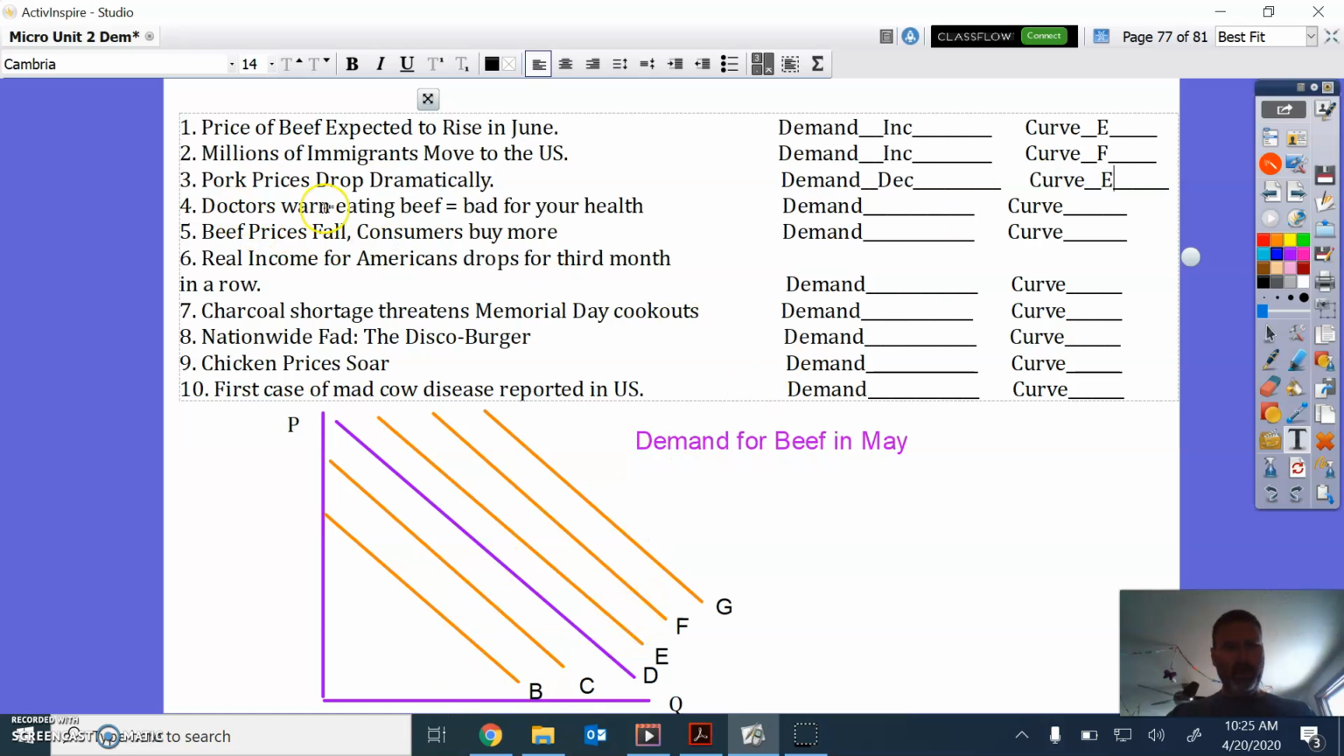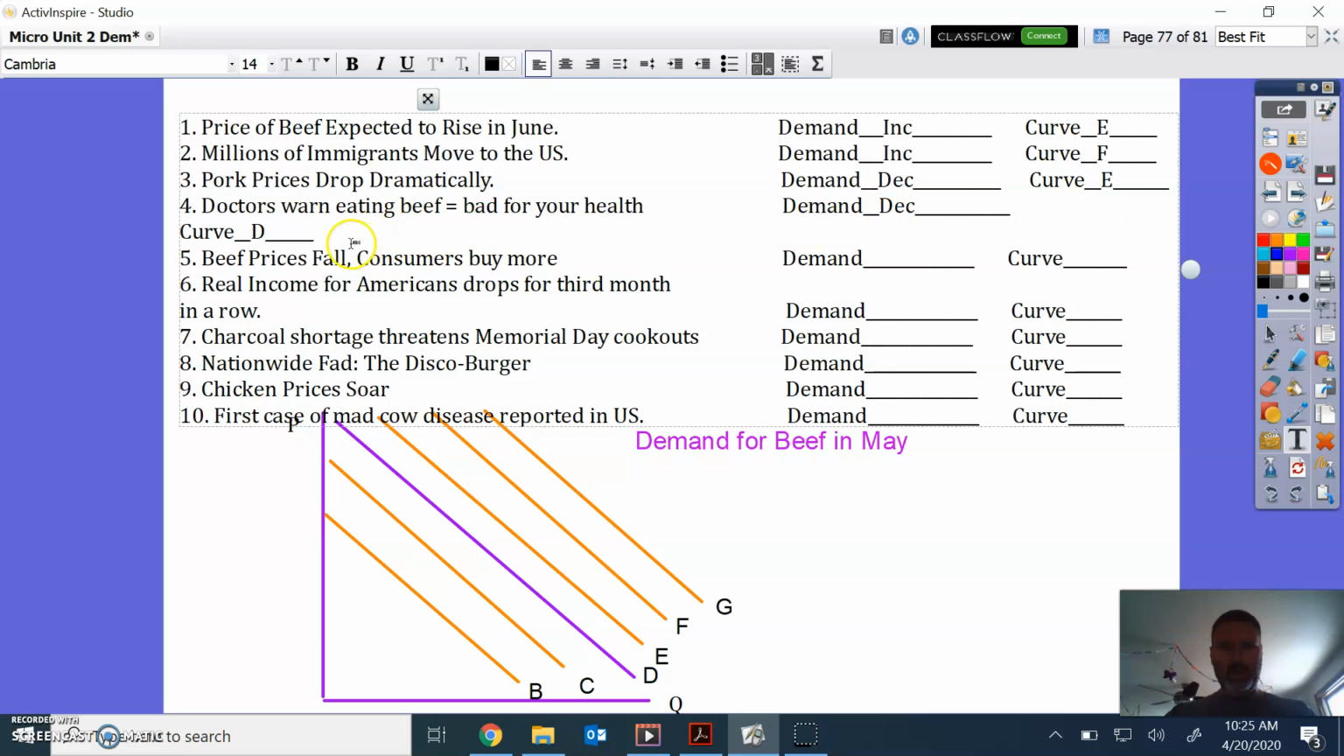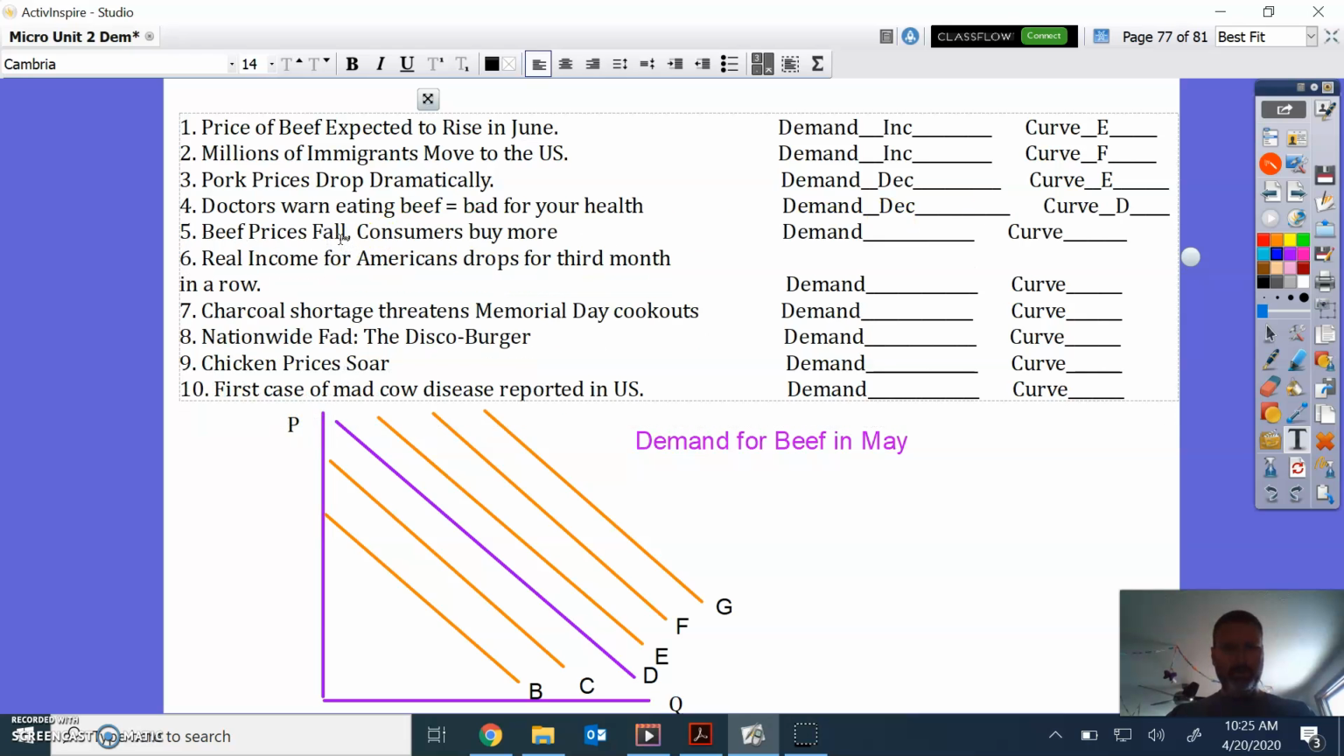Okay, here we go. Doctors warn eating beef is bad for your health. Well, no kidding, but it's so tasty. So we were at E, and now it's D. Okay, beef prices fall, consumers buy more. Whoa. It's a change in price. Change in price means, do we change the demand curve? No. So guess what? No change. We're staying at D.